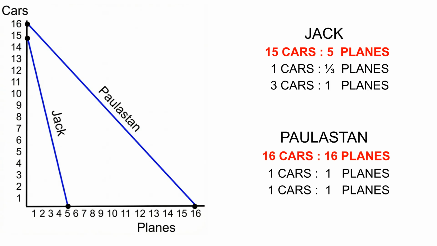Even though Pakistan is more productive in both goods, Jack gives up less to make a car, only 1/3 of a plane. That's a lower opportunity cost than Pakistan's one plane. So Jack has a comparative advantage in cars. Meanwhile, Pakistan only gives up one car to make a plane, but Jack gives up 3. So Pakistan has a comparative advantage in planes. That's the foundation of smart trade. Jack should specialize in cars, Pakistan in planes, and they should trade to make both sides better off.